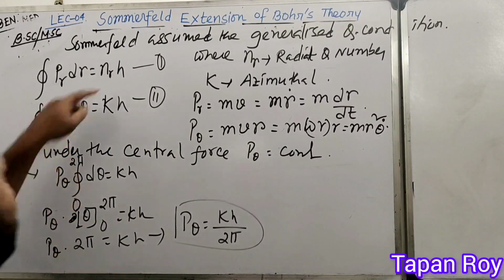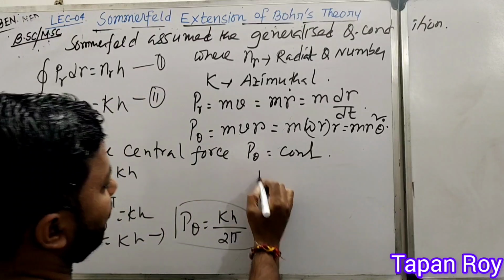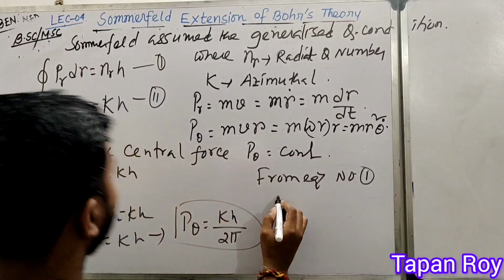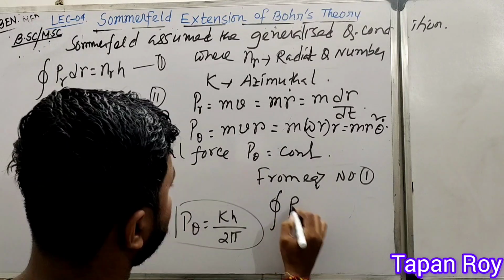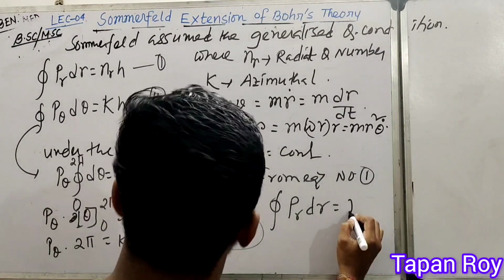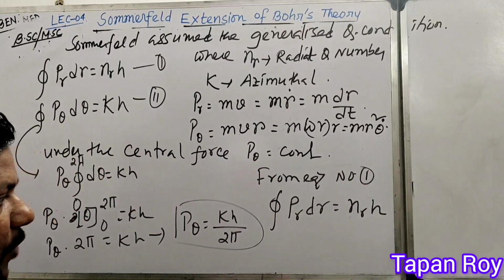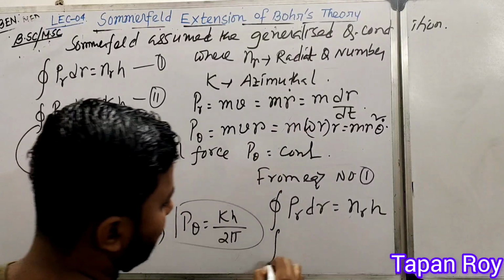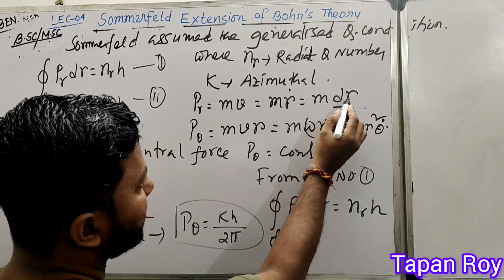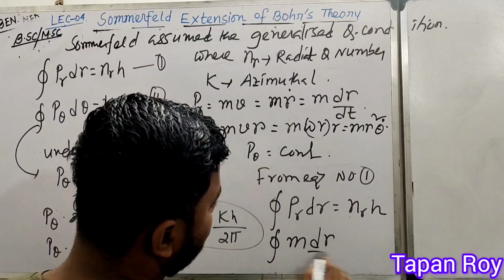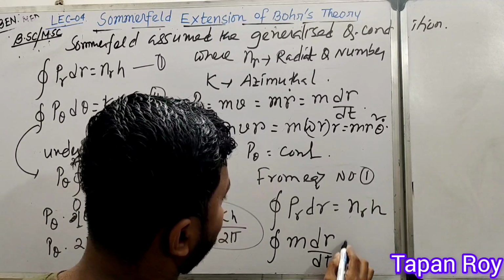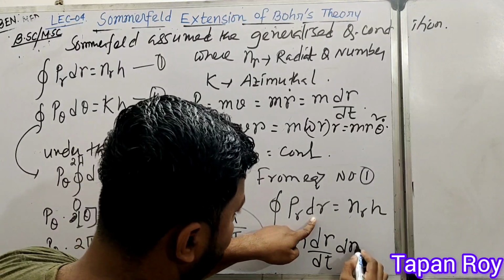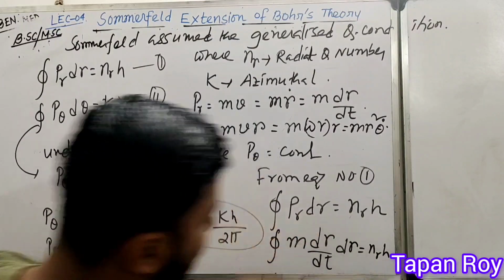Okay, now from equation number 1, what is equation number 1? Closed integration P suffix R into dr is equal to N suffix R into H. Okay, what is P suffix R? P suffix R means M into R dot, right? So here M into R dot means dr by dt. So here dr by dt into dr is equal to N suffix R into H.